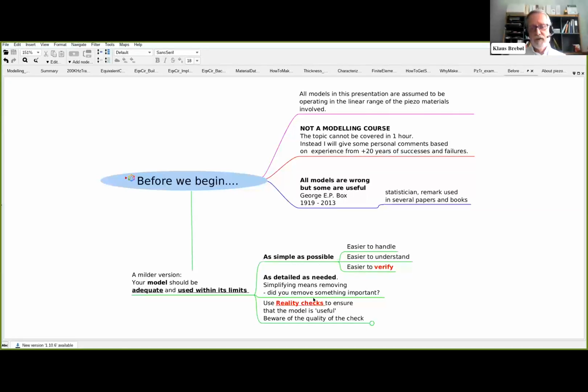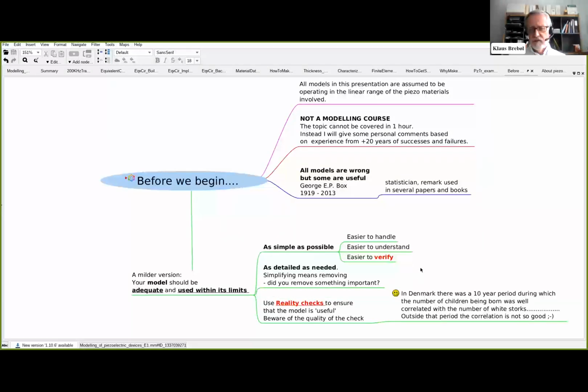The only way you can know if you have got the right balance here is to use reality checks to ensure that your model is actually useful. But you should beware of the quality of your checks. And I will bring another example from the world of statistics. This is from our teacher in statistics at the university. And he claimed that in Denmark, there was a 10-year period during which the number of children being born was well correlated with the number of white storks. Outside that period, the correlation was not so good, but it's not enough to have a good correlation coefficient. You need to make sure that your reality check is actually also a real check.